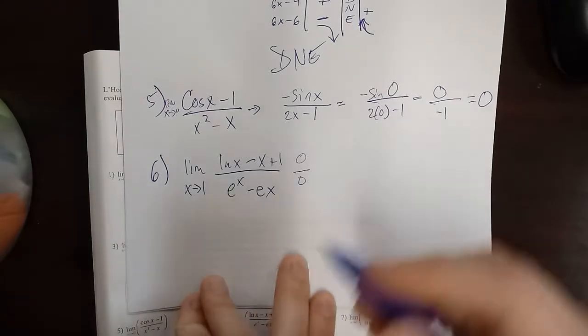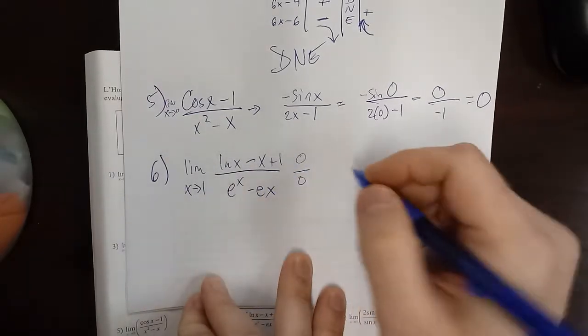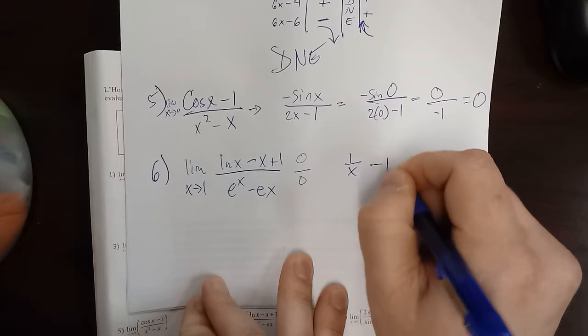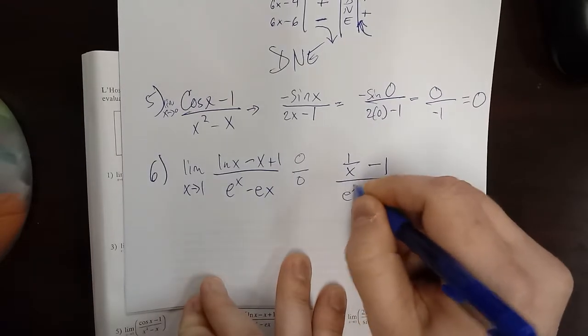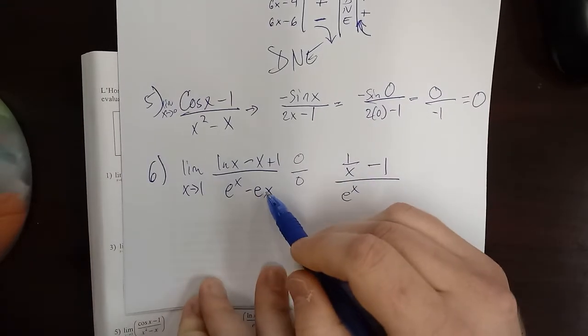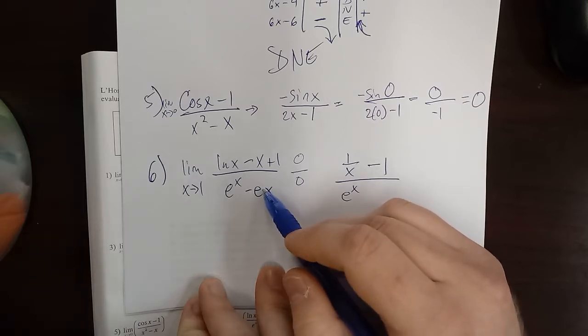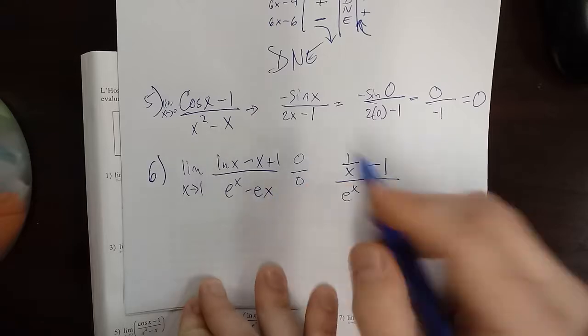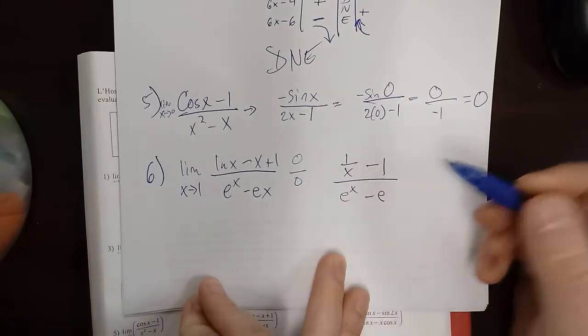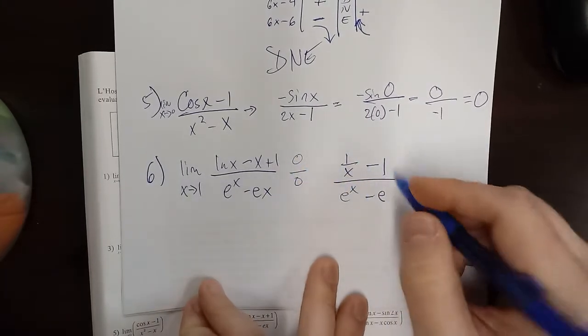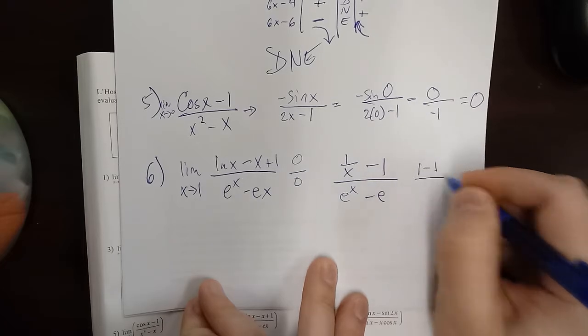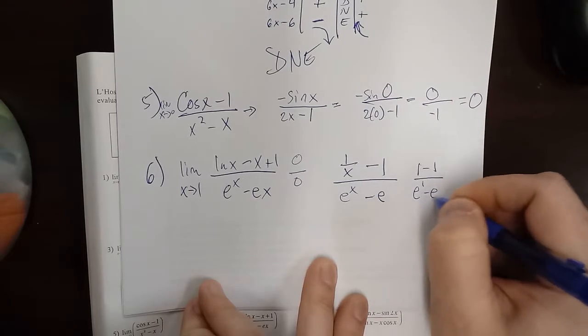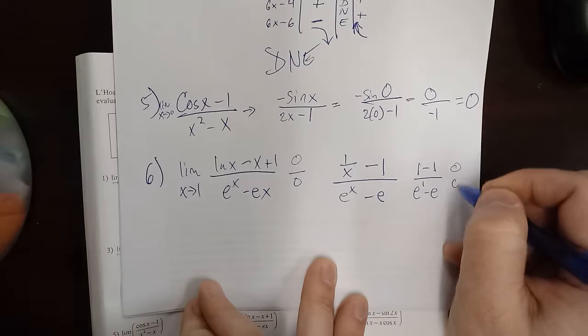I can't. All right. So I'm allowed to use L'Hopital's rule. So I can say 1 over x minus 1 over e to the x. Now careful here. This is e times x. So the derivative of this is going to be, this is a number times x. The derivative of a number times x is just that number. So it's minus e. So now when I plug it in, I get 1 over 1 minus 1. E to the 1 minus e. It's 0 over 0.